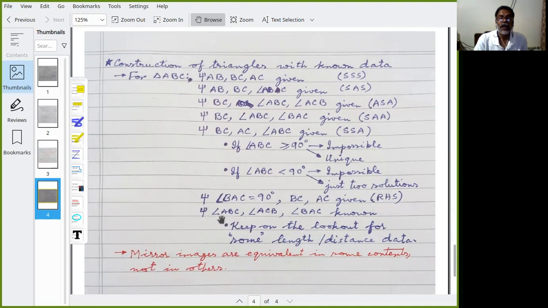Now, if all the three angles are given, then you cannot construct the triangle because with three angles given, basically you can construct hundreds and hundreds of triangles, all similar to each other. So which one of them is the one that you want? So you will be on the lookout for some data on length of this. Now, here again, make note that mirror images are equivalent in some contexts and in some contexts they are not.